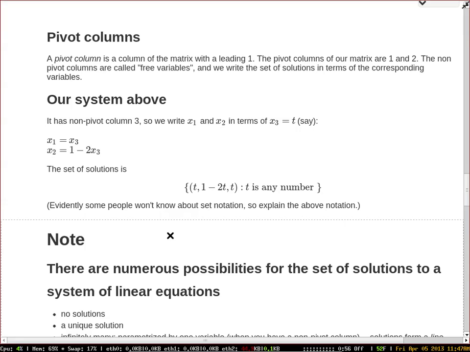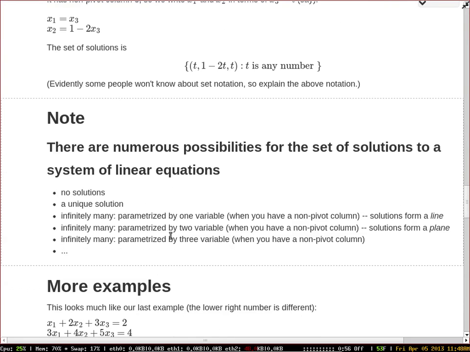If there were 2 non-pivot columns, so you had to introduce 2 parameters, maybe you could call them S and T, then there would be a 2-dimensional space of solutions, and when you plot the corresponding solution set, it would look like a plane somewhere in space. But in this case, it's just one.